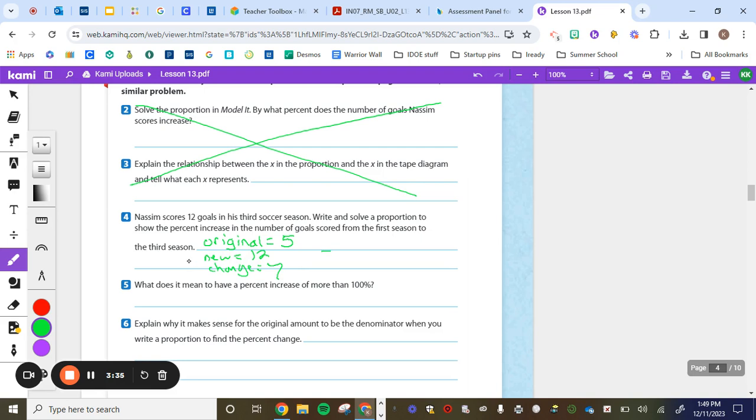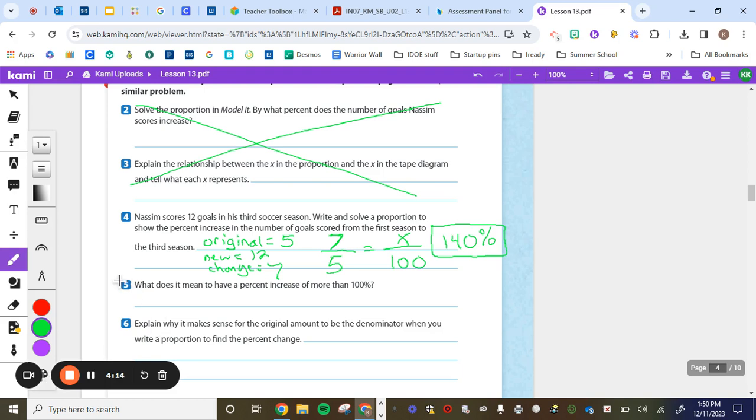And then you're going to set up your percent proportion. So the 100 doesn't change. We're looking for the percent. The original number was 5 and the change was 7. So it'll be 7 over 5 equals x over 100, and then cross multiply that. And when you cross multiply, you will get 140, but it is a percent. So that was more than a 100% change because 7 is more than 5. So you can have a greater than 100% change if your change is bigger than the original number.